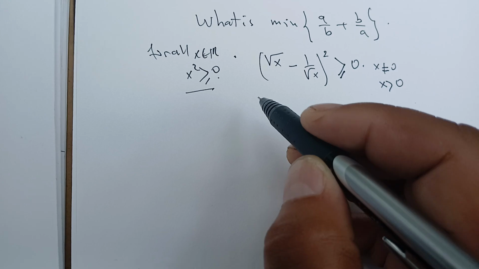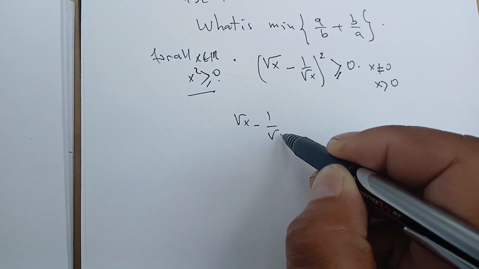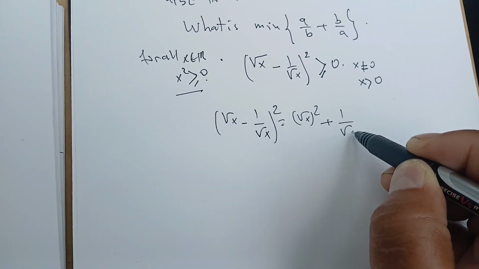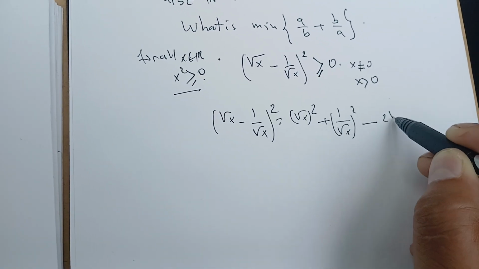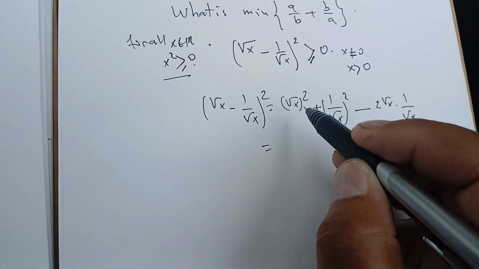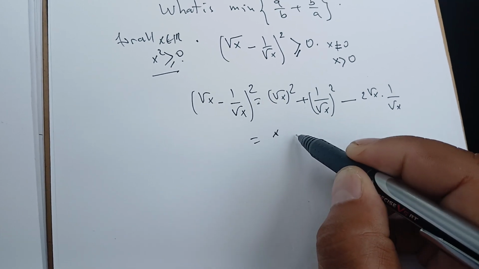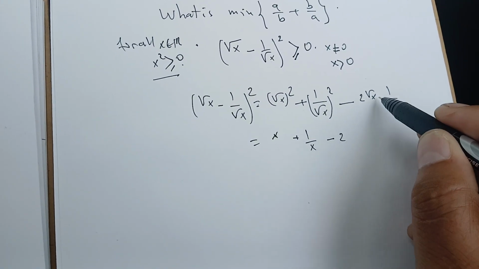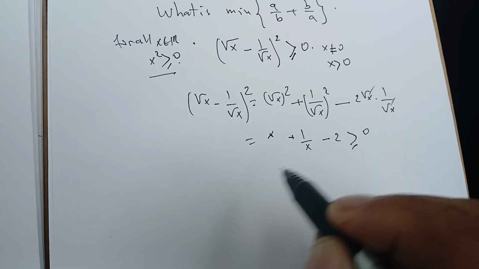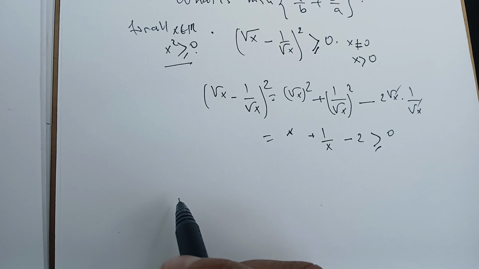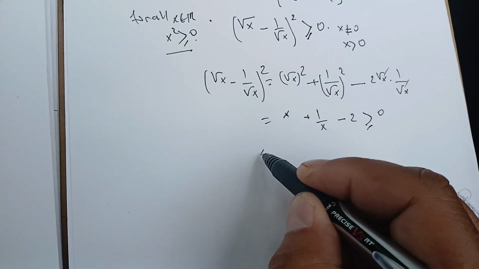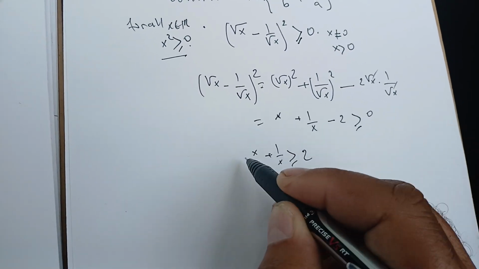So let's compute (square root of x minus 1 over square root of x) squared. We have square root of x squared plus 1 over square root of x squared minus 2 times square root of x times 1 over square root of x. Since x is positive, we don't have the absolute value problem. It's going to be x, and the same for the other term, 1 over x. And this is just 2, because of the cancellation. This is greater than or equal to 0. Therefore, x plus 1 over x is greater than or equal to 2.